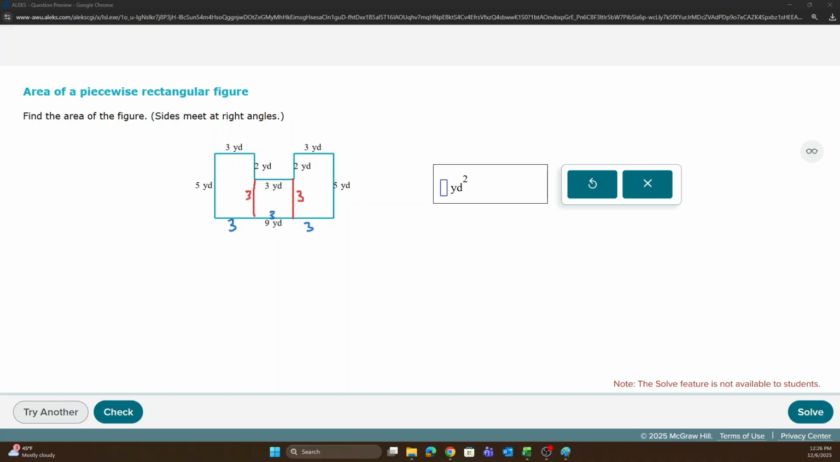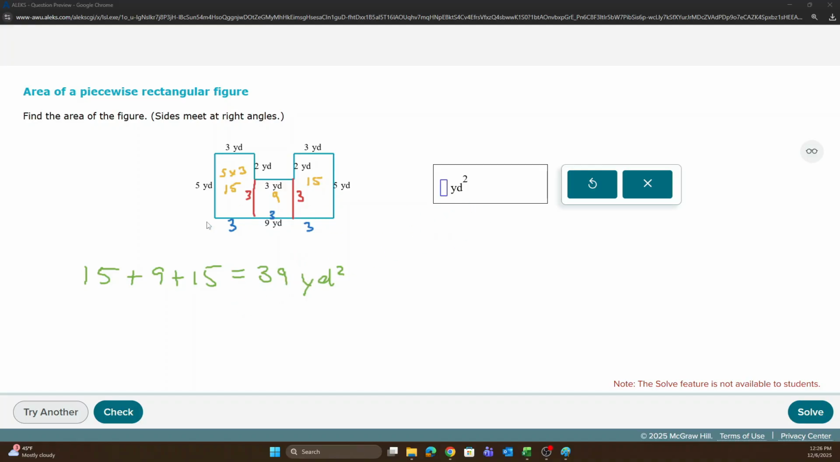So each of our rectangles has a different size. We have 5 times 3 here, which is 15. This is the same thing, 5 times 3, which is 15. And here we're going to have 3 times 3, which is 9. So our total area for everything is going to be 15 plus 9 plus 15, which equals 39 yards squared, because every single one of these is a yard squared.